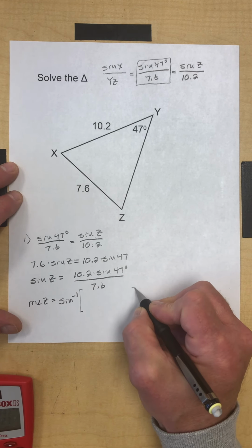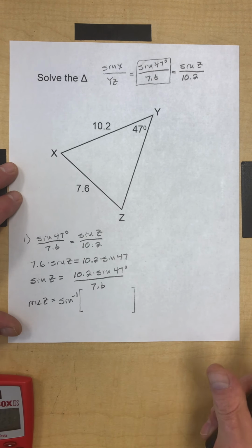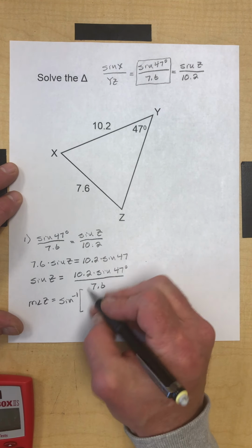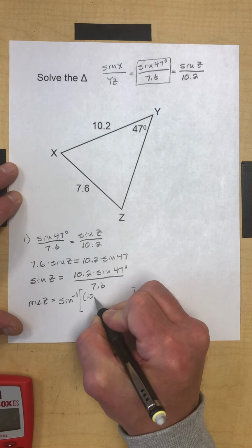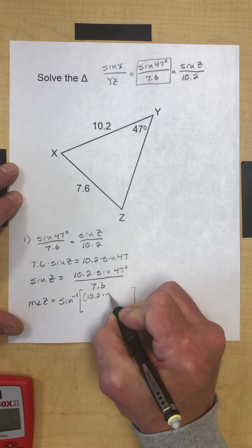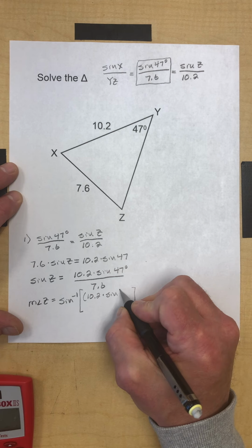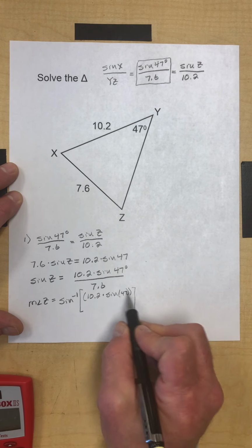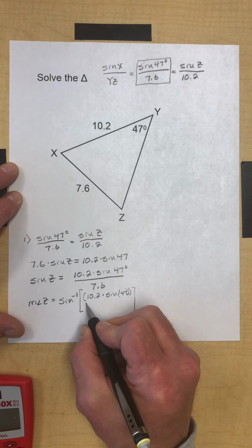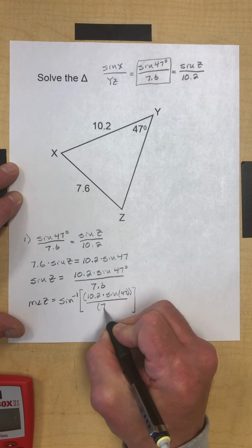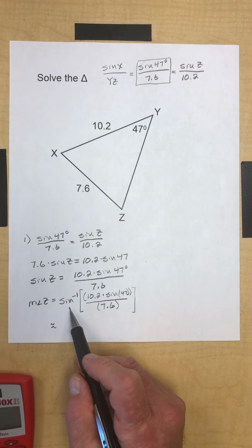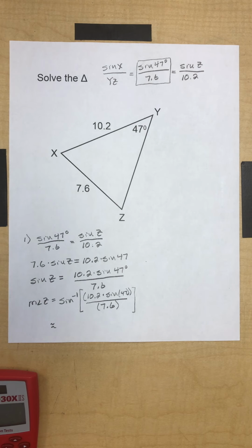Okay, now we want to punch this whole thing into our calculator. So we're going to have to separate the numerator from the denominator. Okay, so I got my 10.2 times the sine of 47, and I need that second parenthesis there to separate the entire numerator from the denominator, all divided by 7.6, and then we can punch that in. Now remember, sine inverse is right above sine. It's second function, so it's above sine.